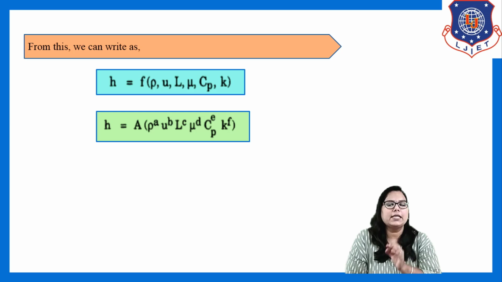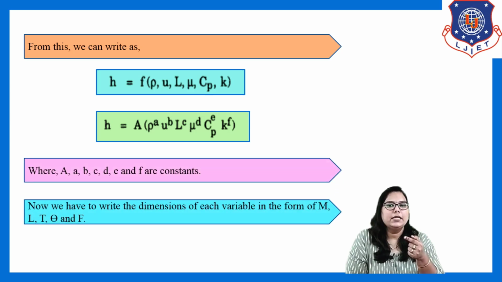So the equation is h is equal to capital A into bracket rho raised to a, u raised to b, L raised to c, mu raised to d, Cp raised to e and k raised to f. Now in this equation, capital A, small a, b, c, d, e and f are constants. So in this method, first we are giving some constant powers to all the independent variables.